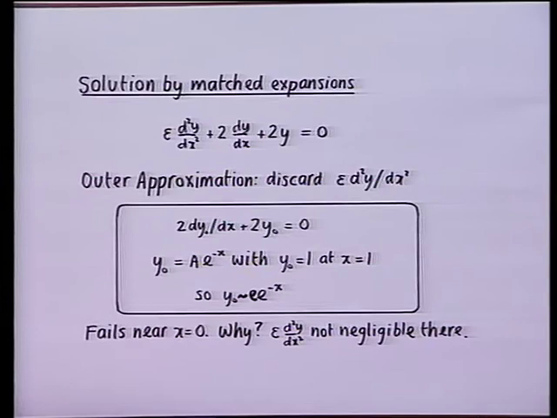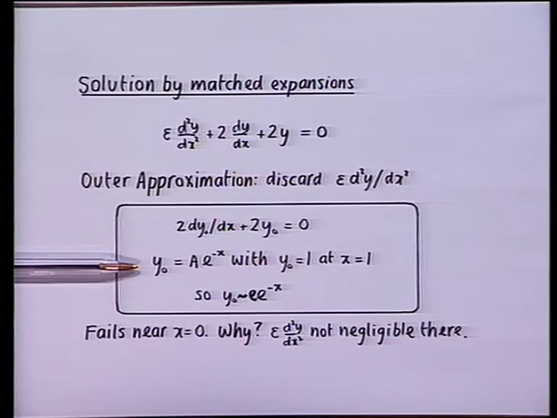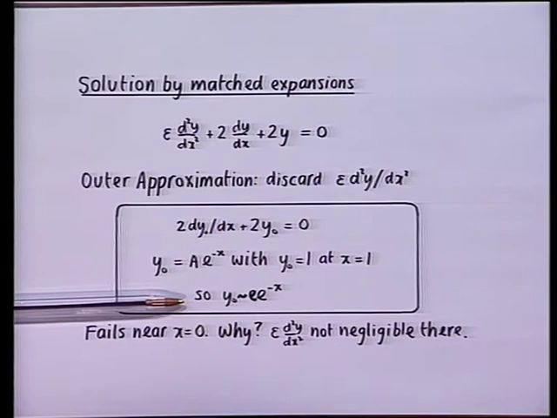You'll recall that y is supposed to be 0 at x equals 0, and y is supposed to be 1 at x equals 1. However, we've only one arbitrary constant. If you solve this equation, that is its most general solution, and we can choose a so that y equals 1 at x equals 1, and this is our first approximation. The trouble is, it fails near x equals 0.